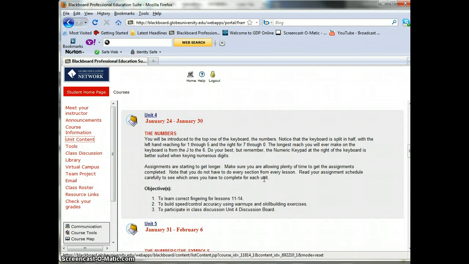Today I'm going to be going over lessons 11 through 14, and we're starting in with our numbers. One thing to keep in mind when you're practicing the numbers is to focus on accuracy rather than speed as you're learning them.